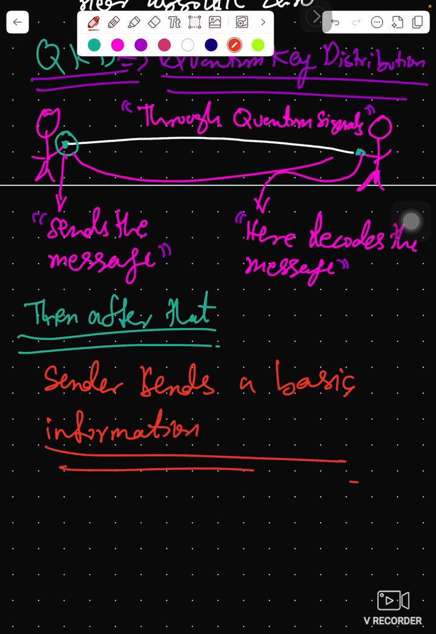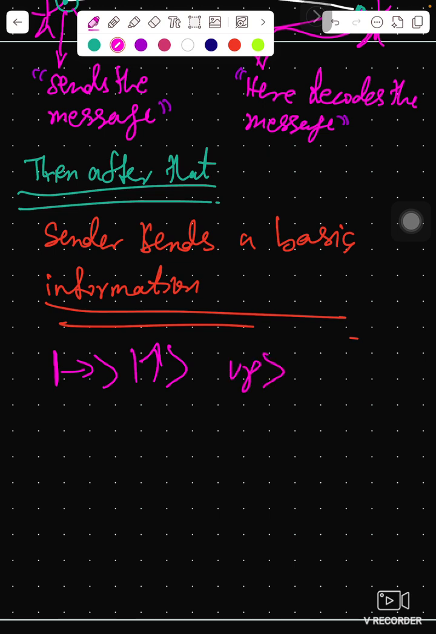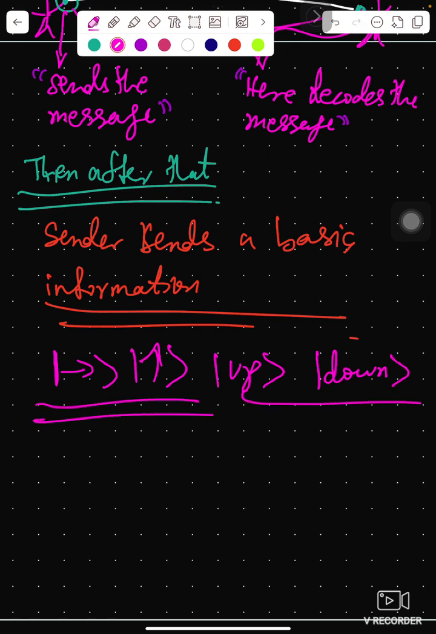Okay, because it could be either like this, or it could be this as well. It could be up, down, or there are more as well. This is what the basis actually is.